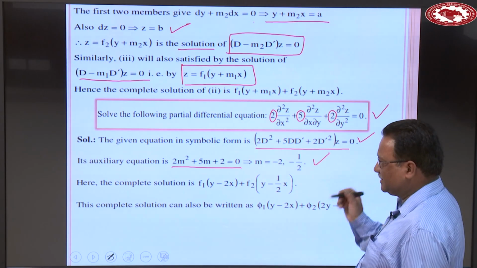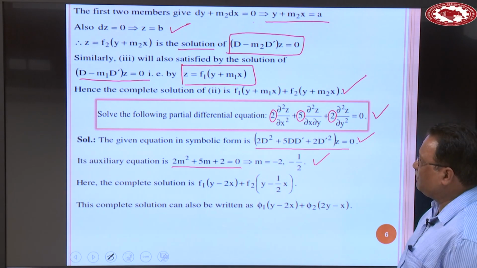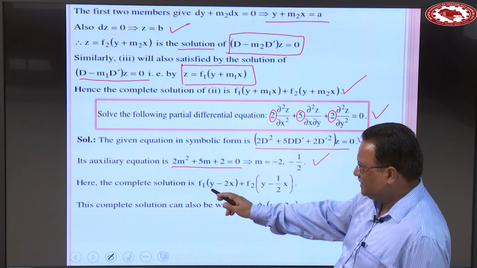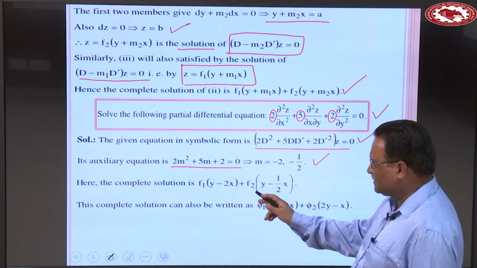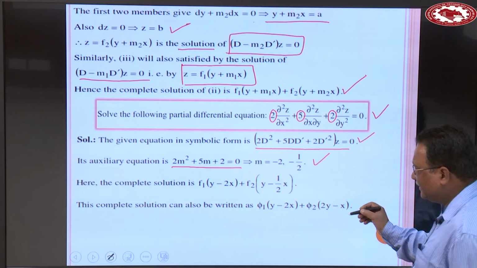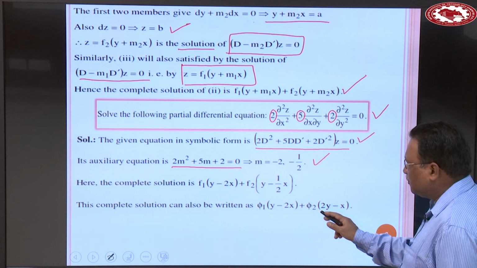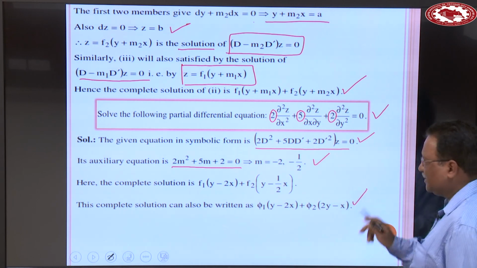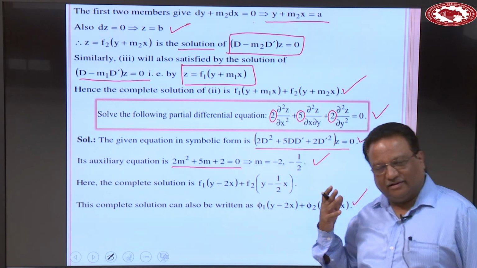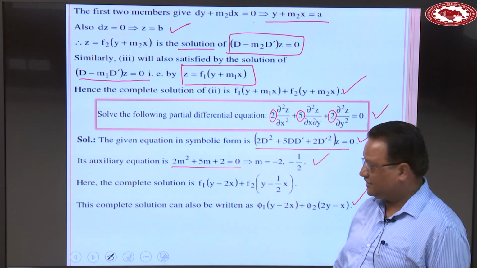When we have these two distinct roots, the solution can be written this way: function of (y + m1 x) plus function of (y + m2 x). So the complete solution is f1(y - 2x) + f2(y - x/2), and that can also be written as phi1(y - 2x) + phi2(2y - x). So that one is the complete solution of this homogeneous linear partial differential type of equation.